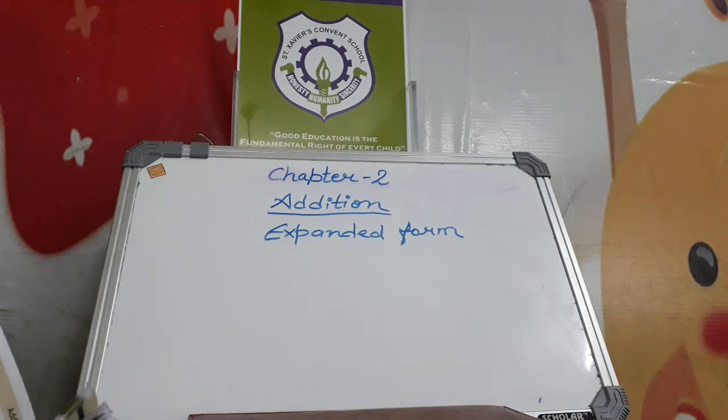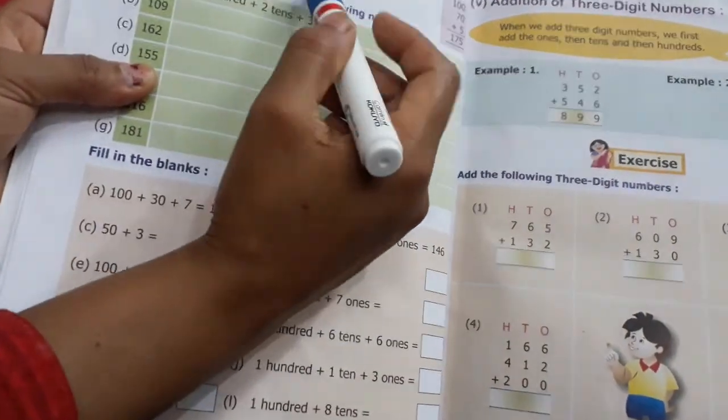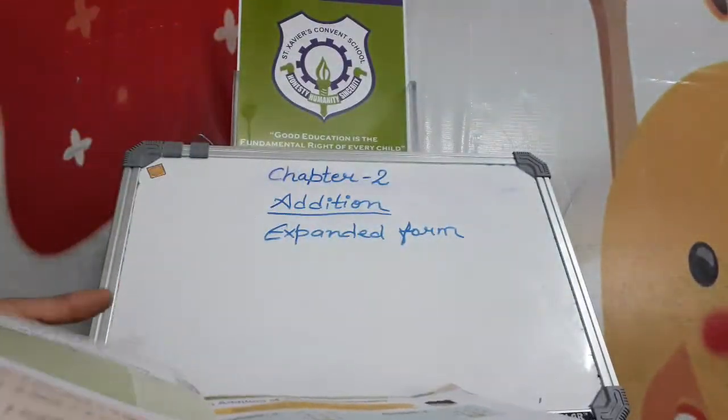Now this is your chapter 2 addition again. Now we will do expanded form. How to write the numbers in expanded form. The numbers, for example, look at in your book the number 175.